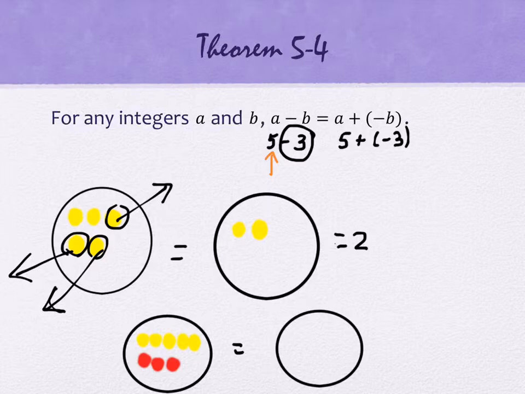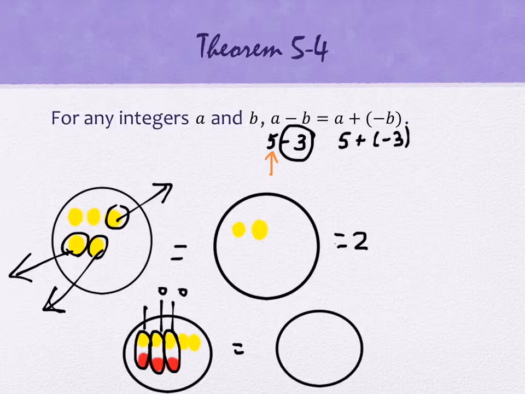Now that does not look like the last picture that I had, does it? It doesn't. I didn't have any red in the last picture. And then what am I able to do with these pairs of chips that are not matching? Pair them up. And when I pair them up, they add to 0, right? So all 3 of these add to 0. So the only thing that I'm actually left with is the 2 yellow chips. Same thing as I had on the other pictured model.